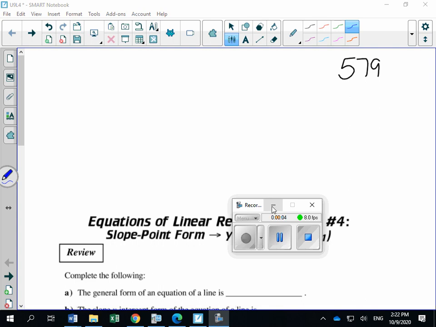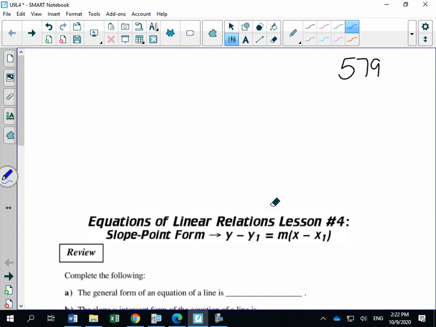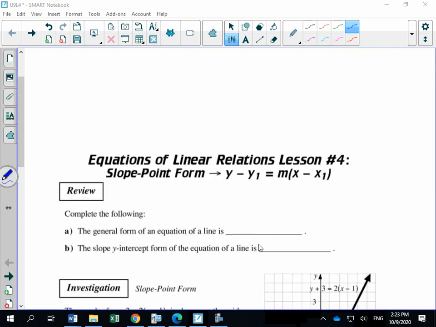Hi Math 10s. This video is going to be on Lesson 4 in your student workbook, and Lesson 4 is on page 579. What we're going to be dealing with in this lesson is the last equation of a line.